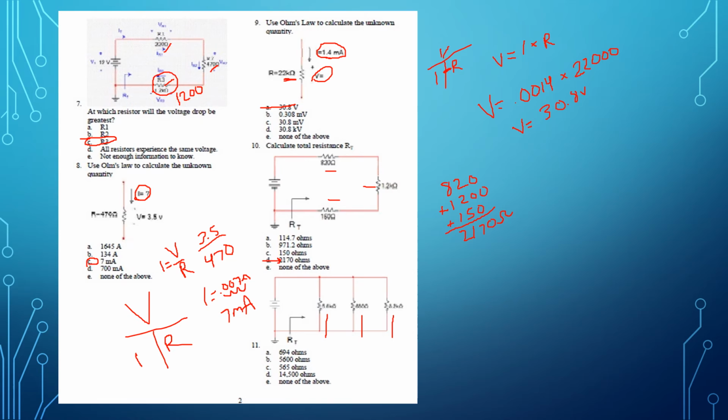To find your resistance total in a parallel circuit, the equation is 1 all over 1 over R1 plus 1 over R2 plus 1 over R3.